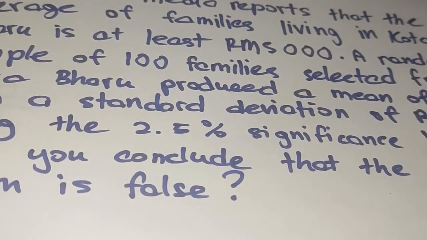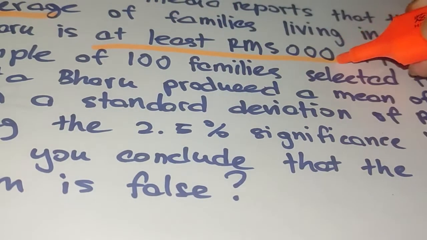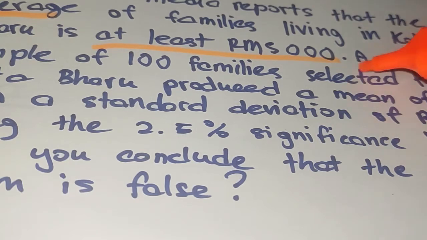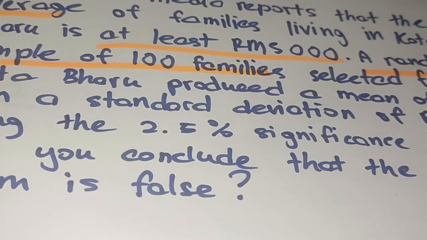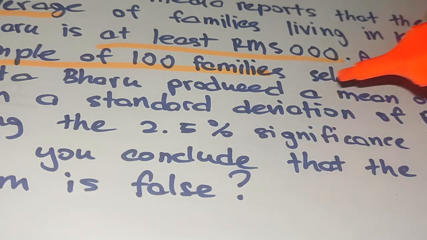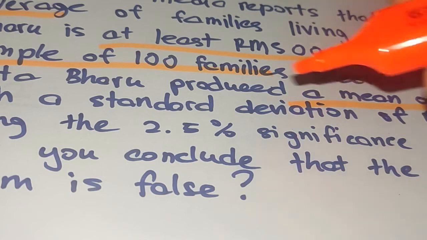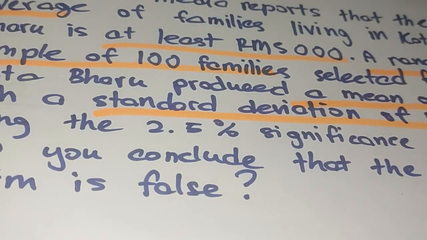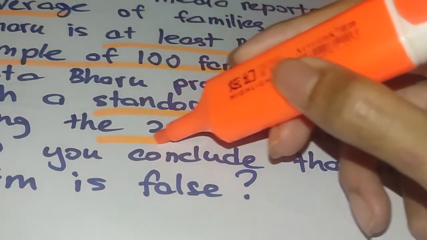Okay, first we need to highlight the keywords in the question. We need to highlight average and at least 5,000, and then next is a random sample selected from 100 families producing a mean of 4,800, and the standard deviation is 1,000, and the significant level is 2.5%.